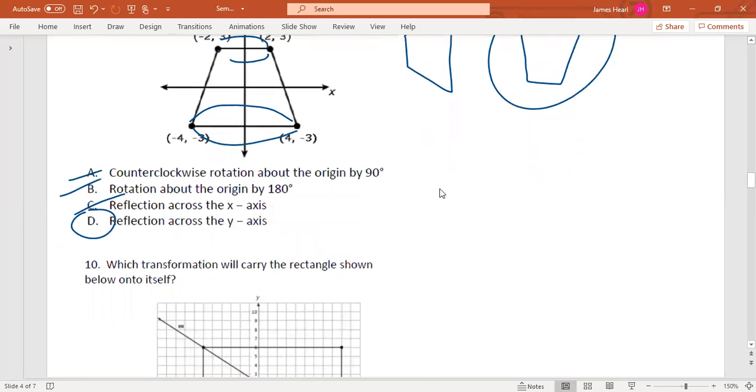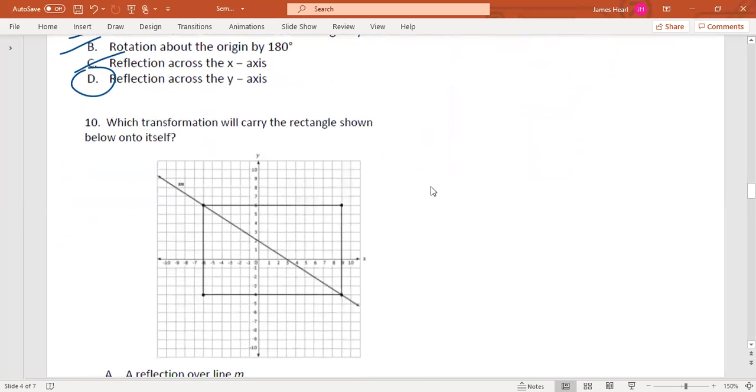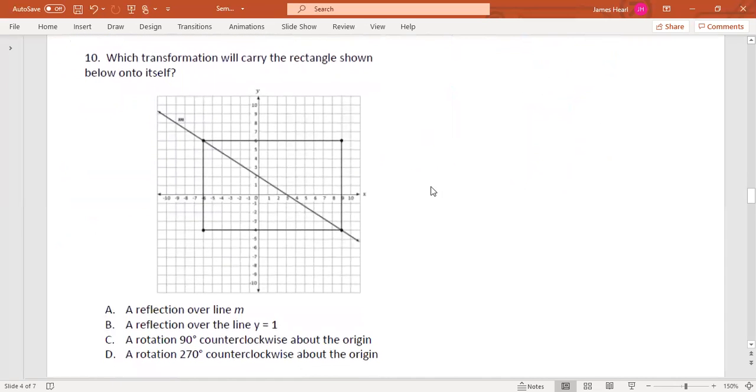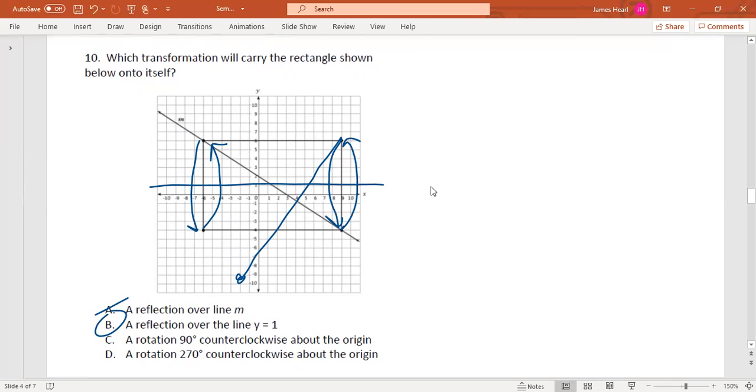10 asks the same kind of question. Which transformation is going to turn the rectangle into itself? Same idea, we're just going to go test them all and see what would happen. If we started with a reflection over line M, then this point would come here and then reflect over to the other side. That's clearly a no. Reflection over y equals 1. If I draw a line here for y equals 1 and flip it, this point would come to here, and this one would go up. This one would come to here, and this one would go up, at which point we're good to go. We don't even have to check the other two. But you can real quick.